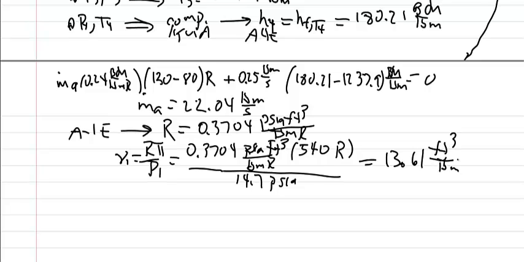And now that we have a specific volume, now we find our volumetric flow rate. So V dot 1 is just going to be the mass flow rate of the air times specific volume at 1. Plug in the numbers above, and we get 300 cubic feet per second.